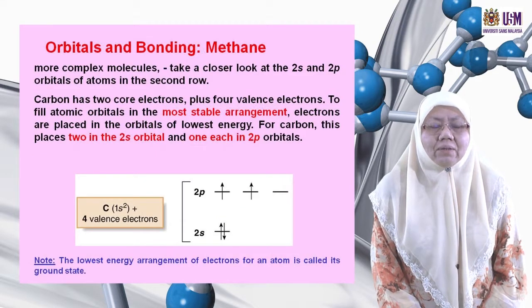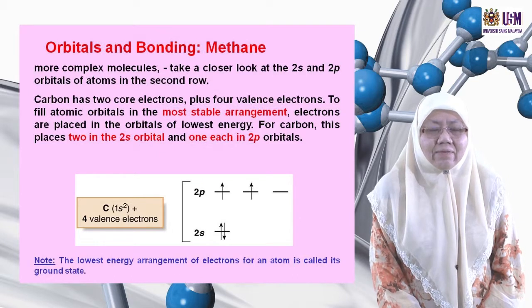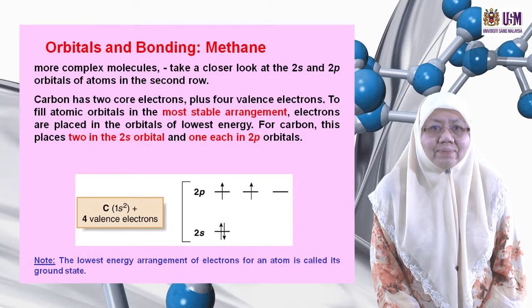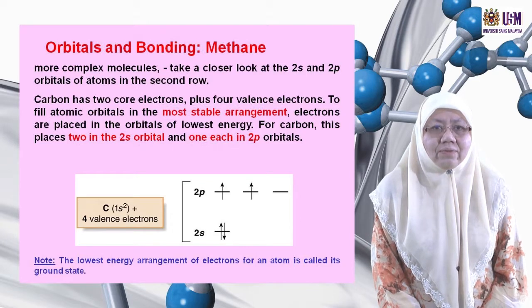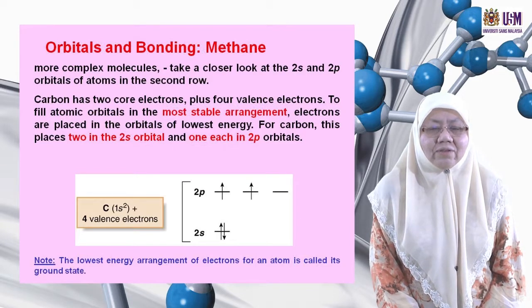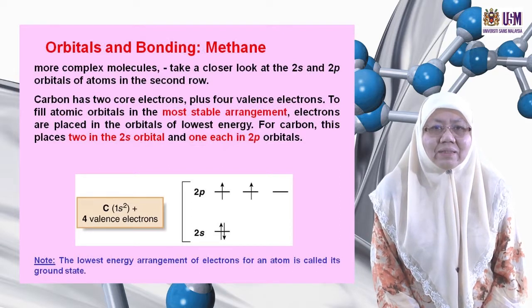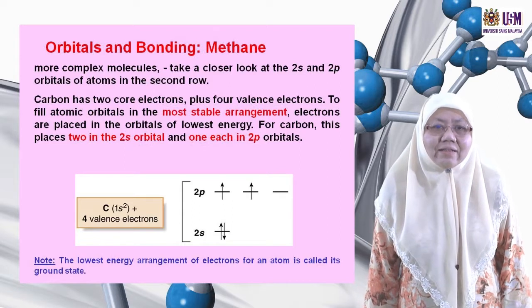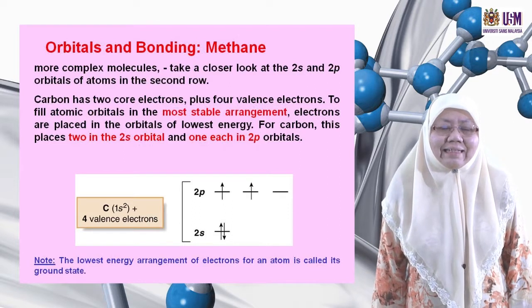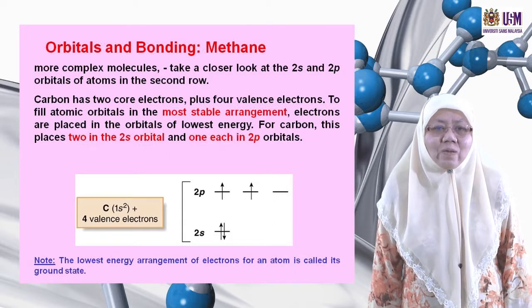When we look at organic molecules, they are more complex molecules. For example, the most basic of all organic molecules is methane. Taking a look at methane, we look at the carbon atom. The carbon atom has two core electrons, which are in the 1s orbital, plus four valence electrons. To fill atomic orbitals in the most stable arrangement, electrons are placed in the orbitals of lowest energy first. For carbon, this places two in the 2s orbital and one each in 2p orbitals. The lowest energy arrangement of electrons for an atom, in this case, we call the ground state.